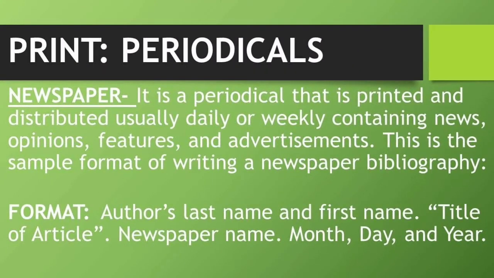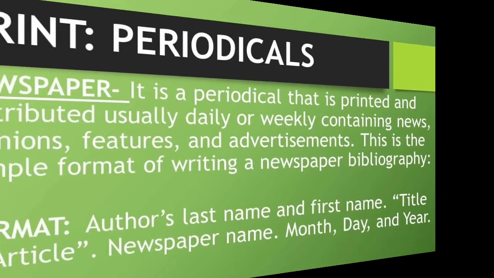And lastly, the third type for periodicals is the newspaper. It is a periodical that is printed and distributed usually daily or weekly, containing news, opinions, features, and advertisements. And this is the sample format of writing a newspaper bibliography. Again, author's last name and first name, followed by the title of article, newspaper name, month, day, and year. Take note of the format on how to write the issuance date. And let's check the example.